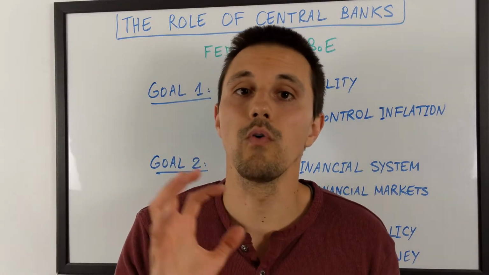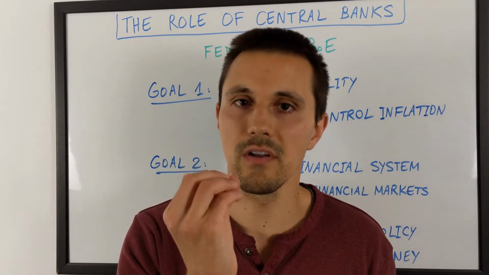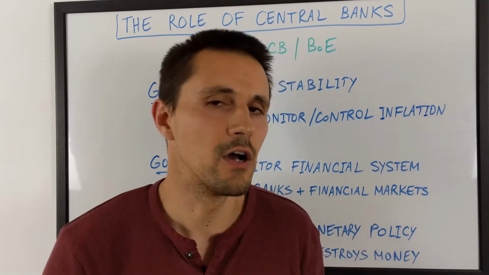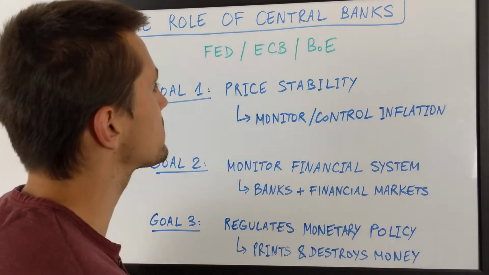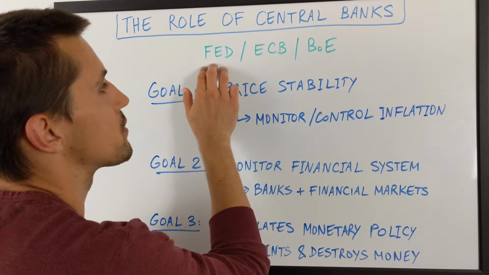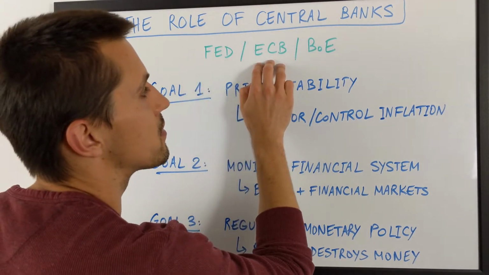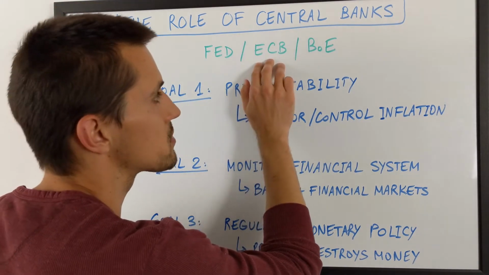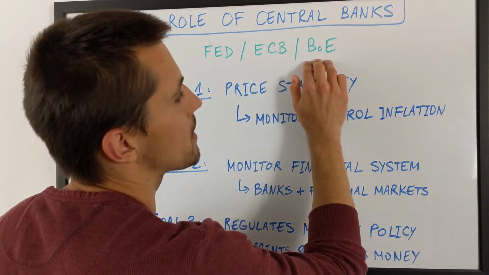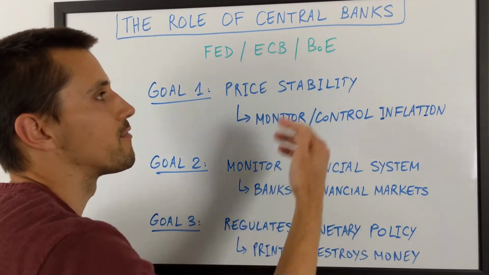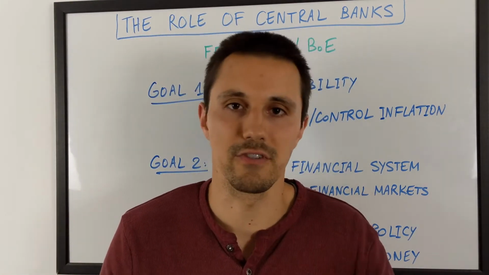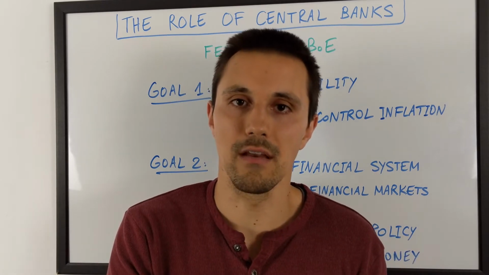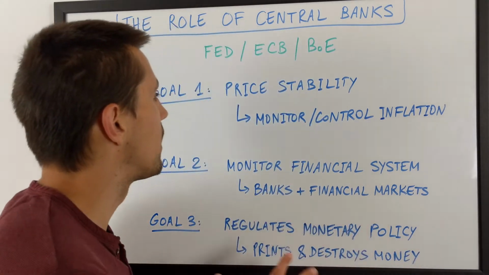Now let's talk about the role of central banks. To understand their role, the best way is to look at the different goals they have. So who are these central banks? Well, first of all, you have the Federal Reserve for the United States. You have the European Central Bank for all the European countries which have the euro, so the eurozone basically. And then, for example, you have the Bank of England for the UK, and also the Bank of Japan and all the others. So what do they do and what do we have in common? Well, let's look at the goals first.